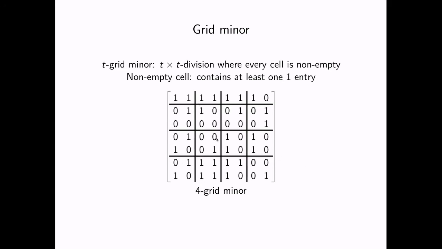So it's a 4-division of your matrix, such that in every cell there is at least one entry 1. If I want to generalize the definition to finite alphabets, actually I should say that the cell is not full 0. So this is a 4-grid minor, and we will say that the matrix is T-grid free if it doesn't have a T-grid minor. So this particular matrix is not 4-grid free.